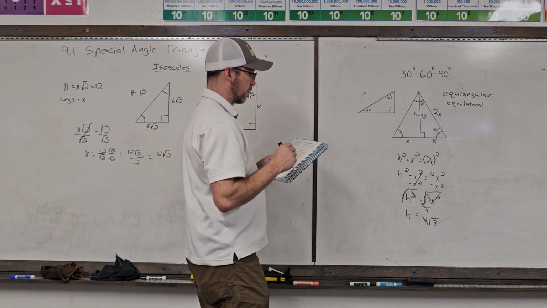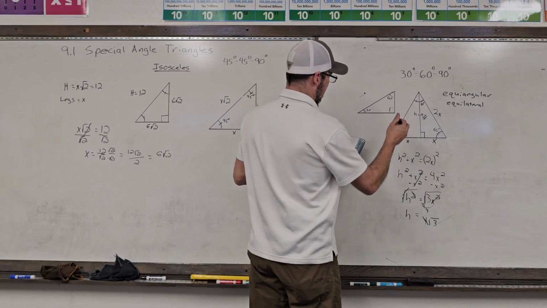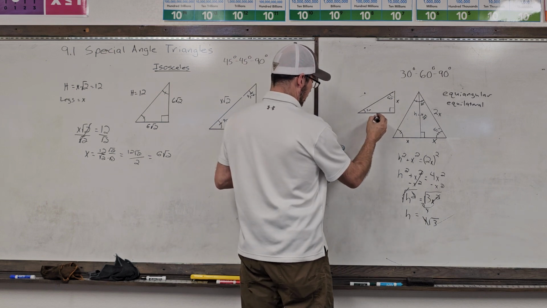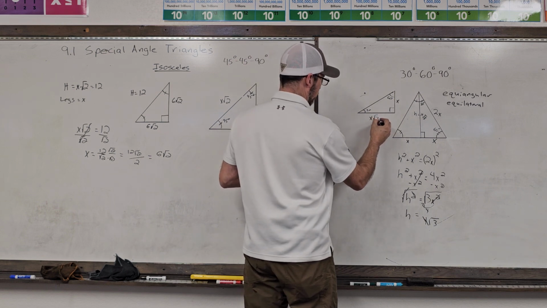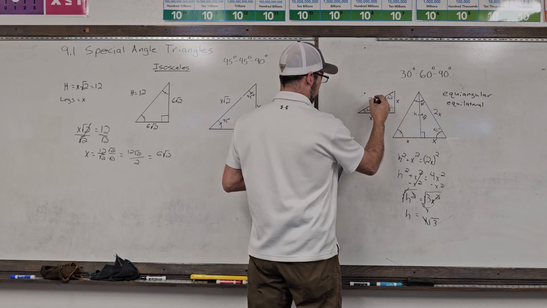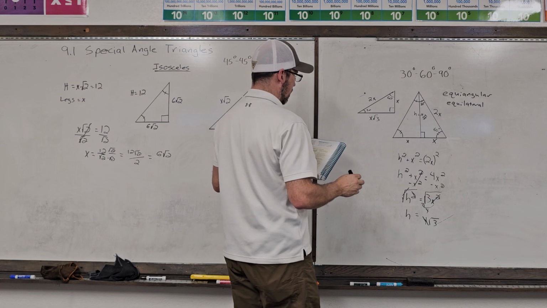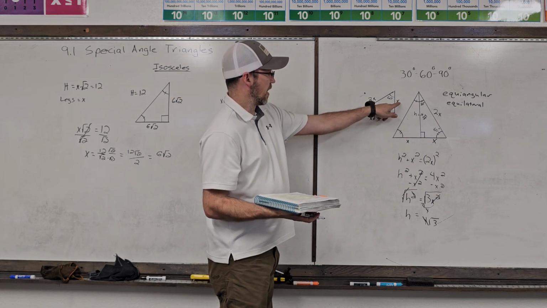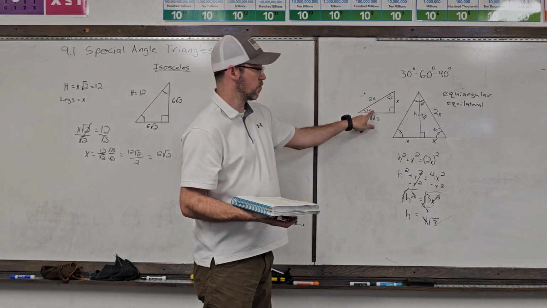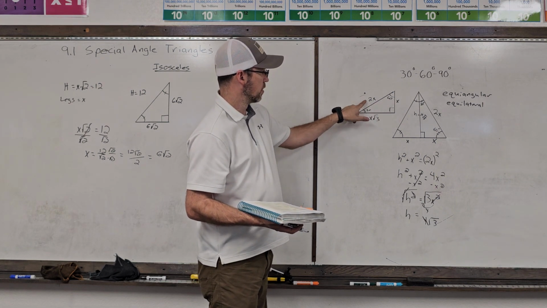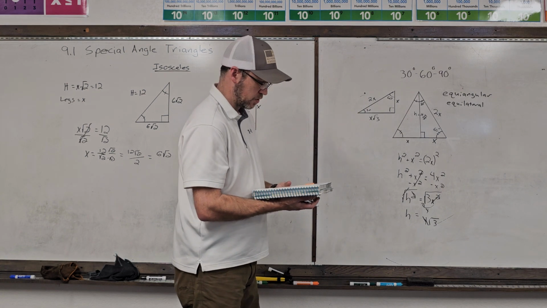What I know about every single one of them is that this side length is X, the other leg is X square roots of 3, just like we said here, and the hypotenuse is going to be 2X. That's the case for every single 30, 60, 90. The X is going to be opposite the 30-degree angle, X square roots of 3 is going to be opposite the 60-degree angle, and 2X is always going to be my hypotenuse.